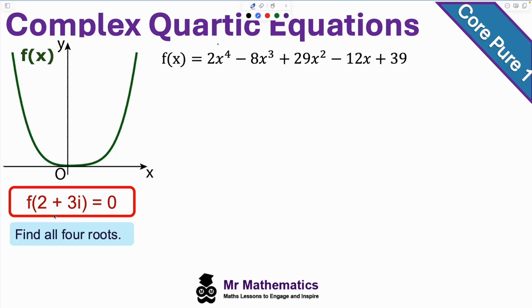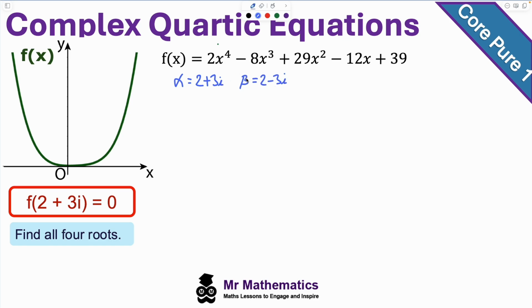Hi everybody. In this video, we're going to solve this complex quartic equation, and we've been given one of the roots as 2 plus 3i. So if we say this is alpha, 2 plus 3i, then we know beta, the second root, would be the complex conjugate, because complex roots come in conjugate pairs.